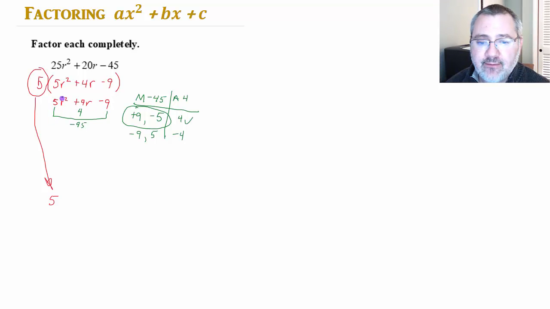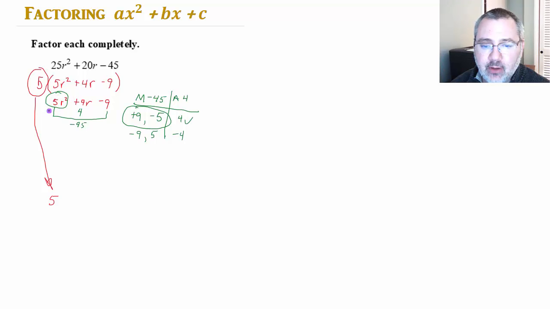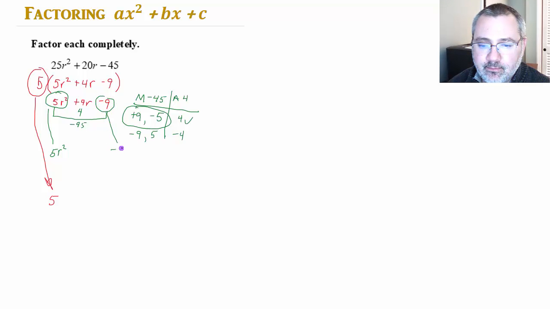So the 5r squared is going to come all the way down. Our negative 9 is going to come down. And we're going to take these two numbers and put them in the middle with r's attached to them. It doesn't matter which comes first. I always like to have my third number be positive, and you'll see why in a moment. So I'm going to put minus 5r plus 9r. But again, it doesn't make a difference if you flip these around.